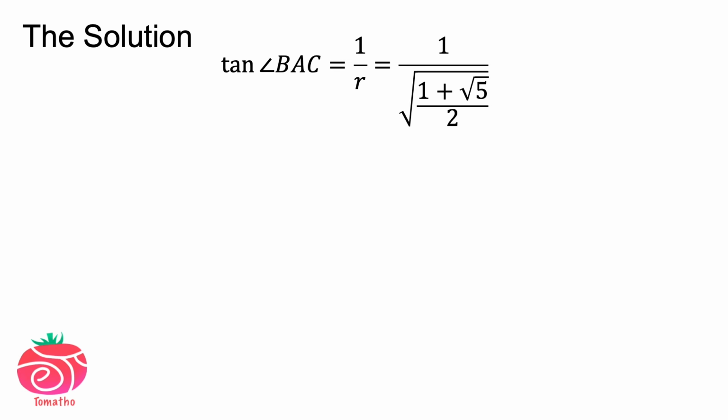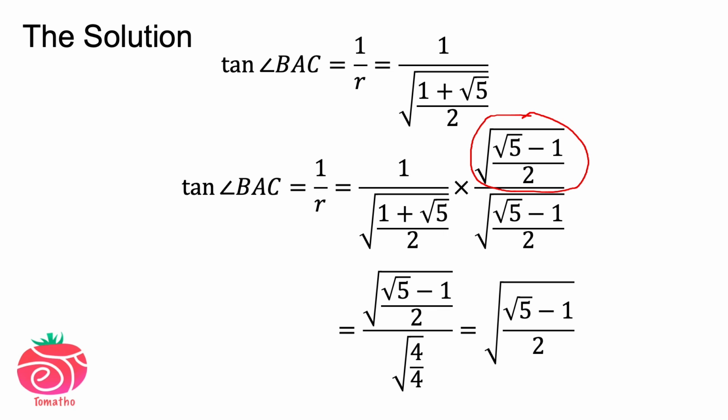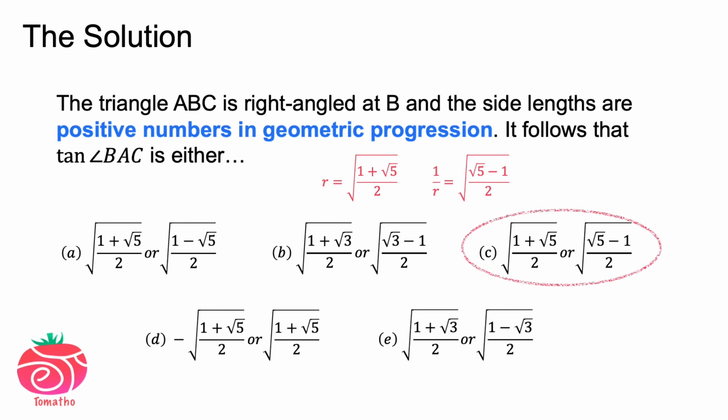Well, don't be afraid, because we have to rationalize the 1 over R. So to rationalize it, we shall multiply the numerator and denominator with its conjugate. So the conjugate is square root of 5 minus 1 over 2 here. So 1 over R equals square root of 5 minus 1 over 2. Thus, the answer to this question is C.